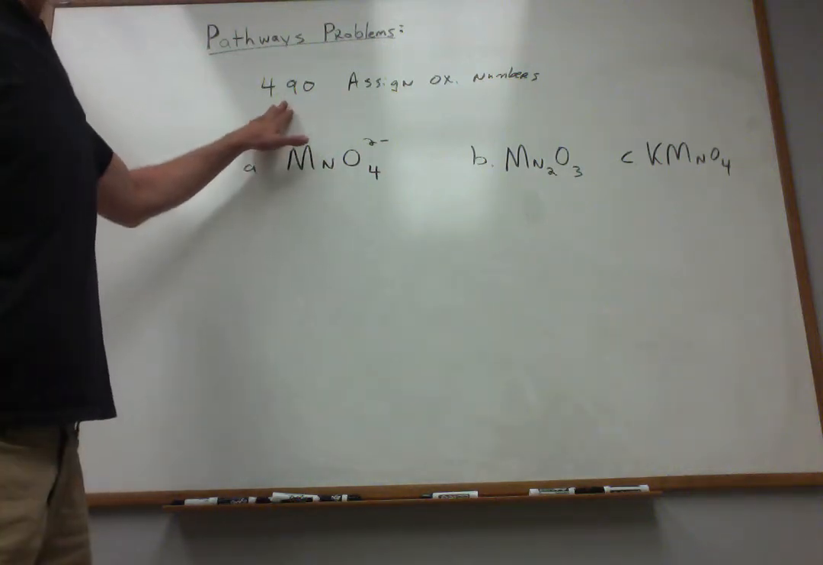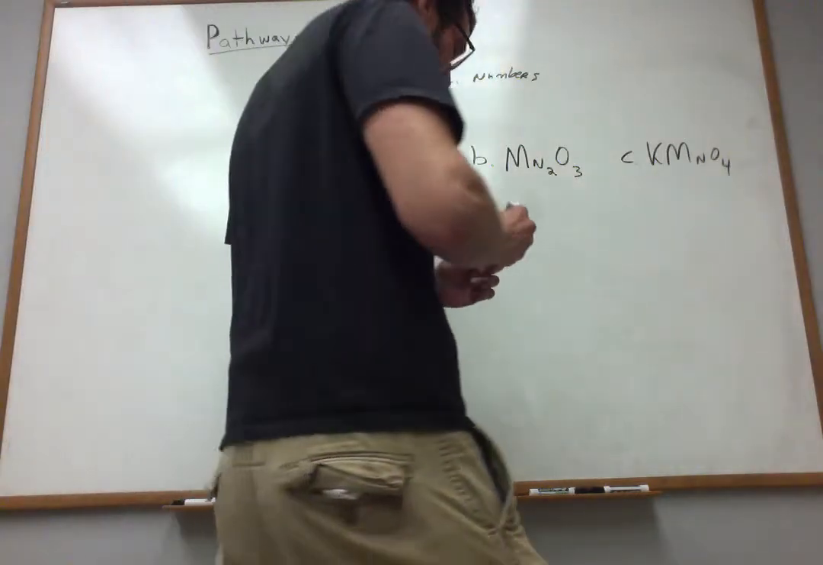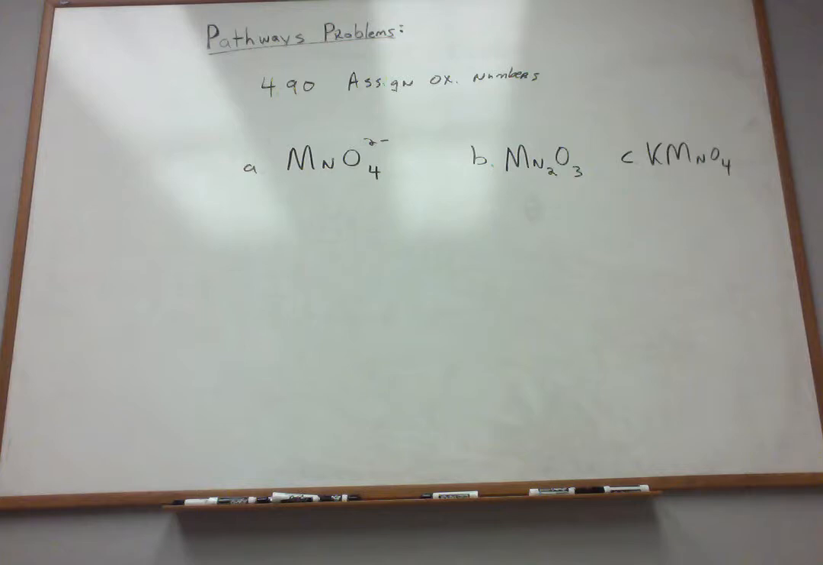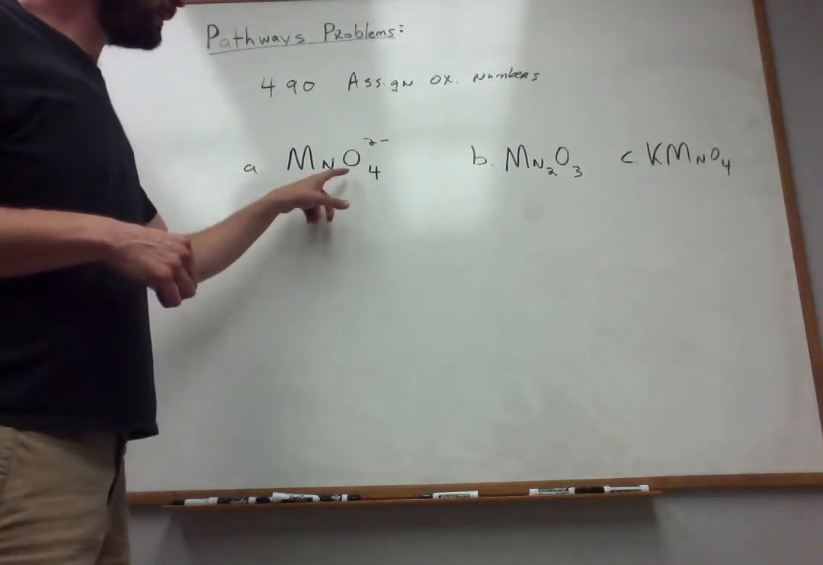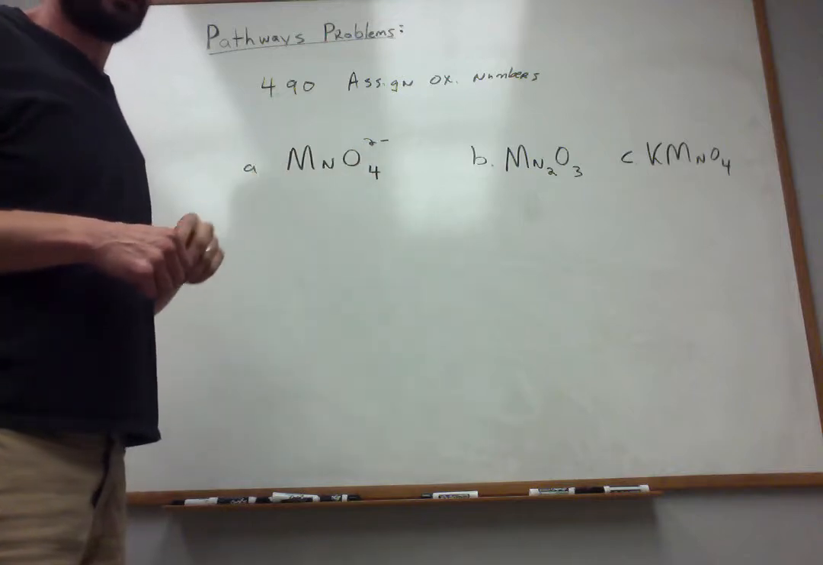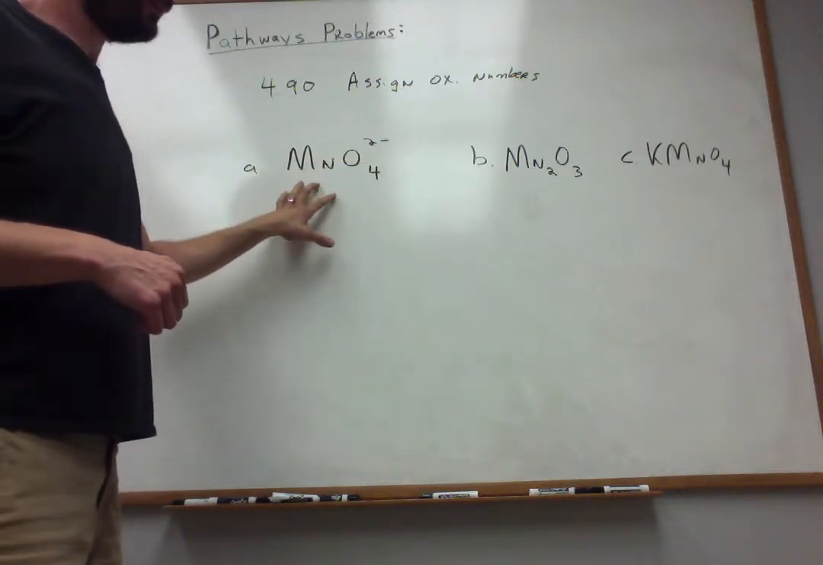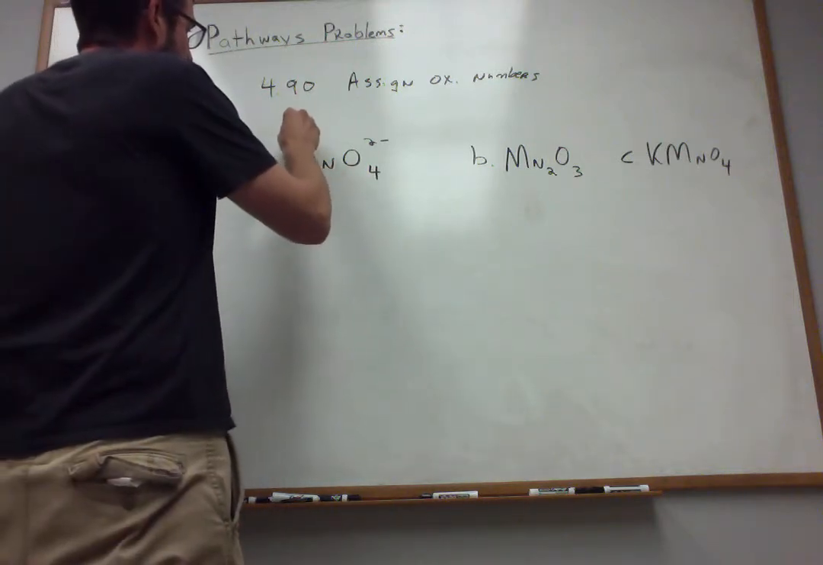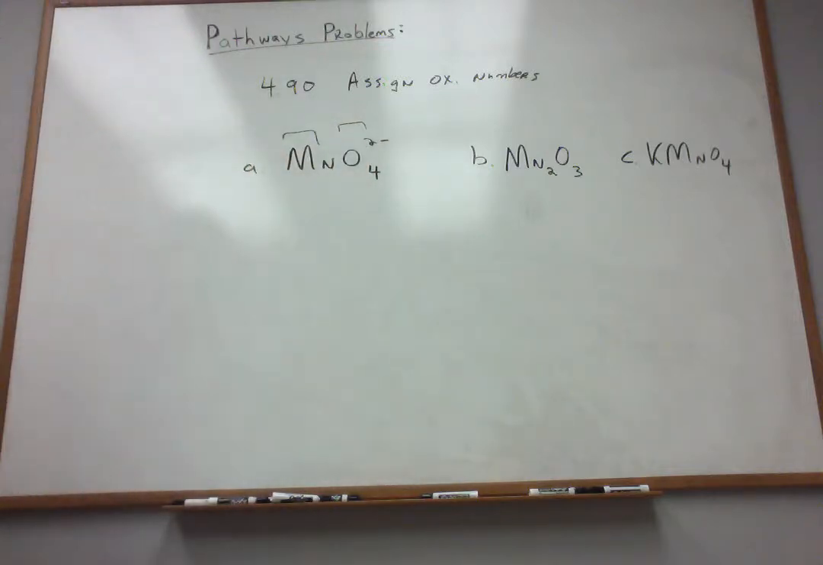Okay, we're working 4.90 here, assigning oxidation numbers to different atoms within compounds or ions. A lists MnO4 2-. This is an ion, hence the 2-. It's made up of two elements, manganese and oxygen. Because of that, we need to give oxidation numbers to each element, remember, on a per atom basis.